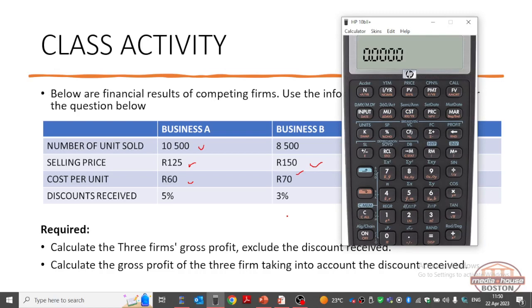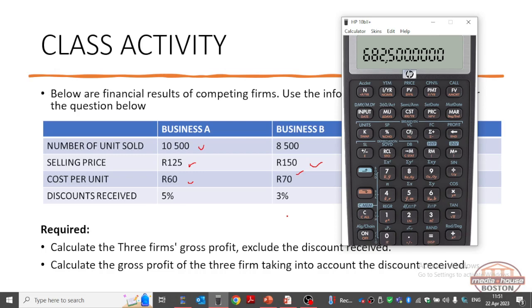So for this activity, we're going to say 125 rand minus 60 rand equals 65 rand. So this is the gross profit per unit. We multiply this by the number of units sold. This will actually give us 682,500. So I want you guys to memorize this or write this one down.